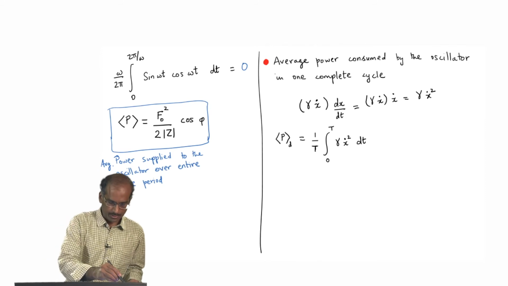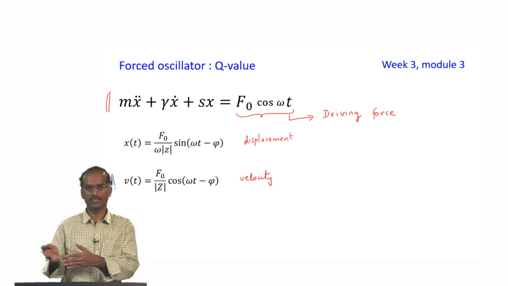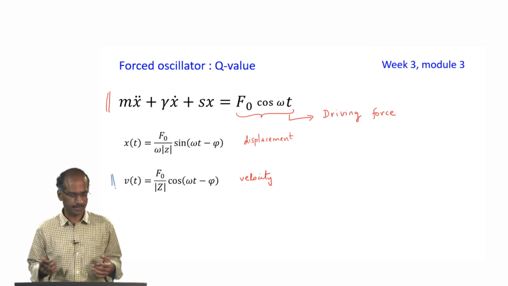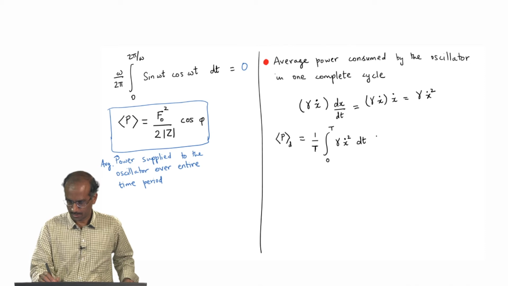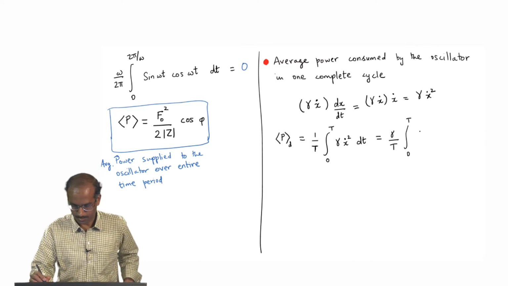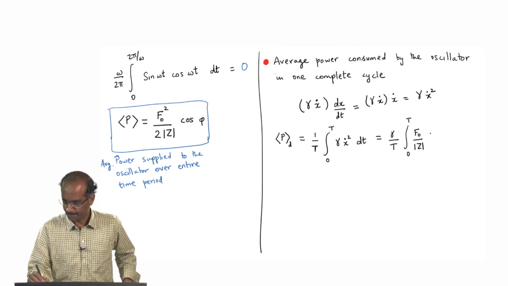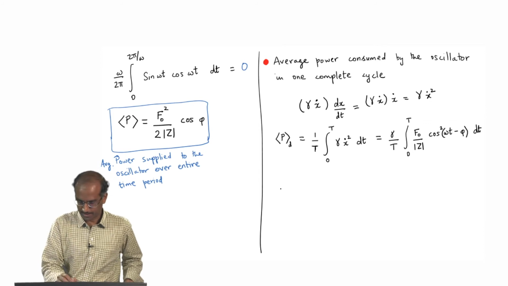X dot is something we already know. X dot is simply the velocity which is given here. We just need to plug in this expression for velocity, do the integral, and we should be able to get it, which is what we will do now. And so, I will have gamma, I can take out, integral 0 to t, x dot square, that would be f 0 by mod z cos square omega t minus phi dt. So, this can be further simplified.